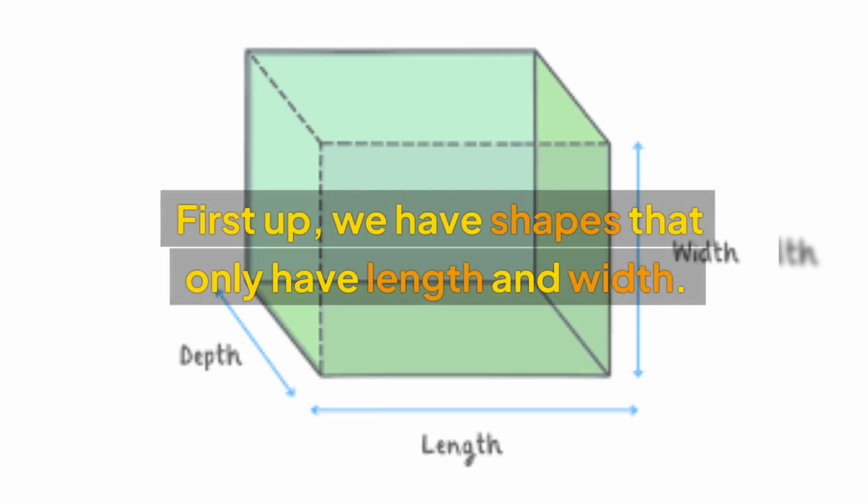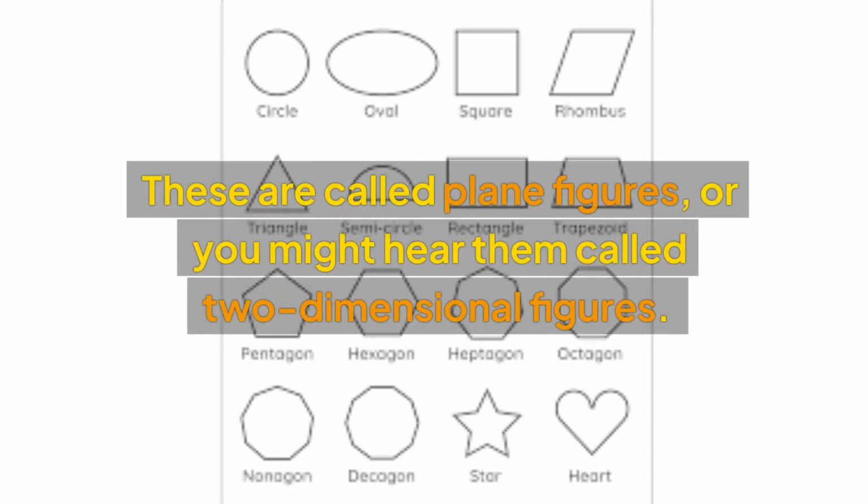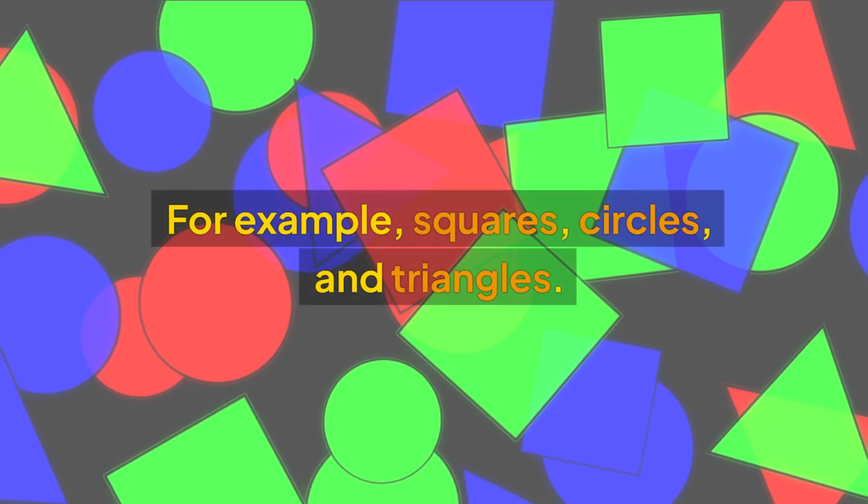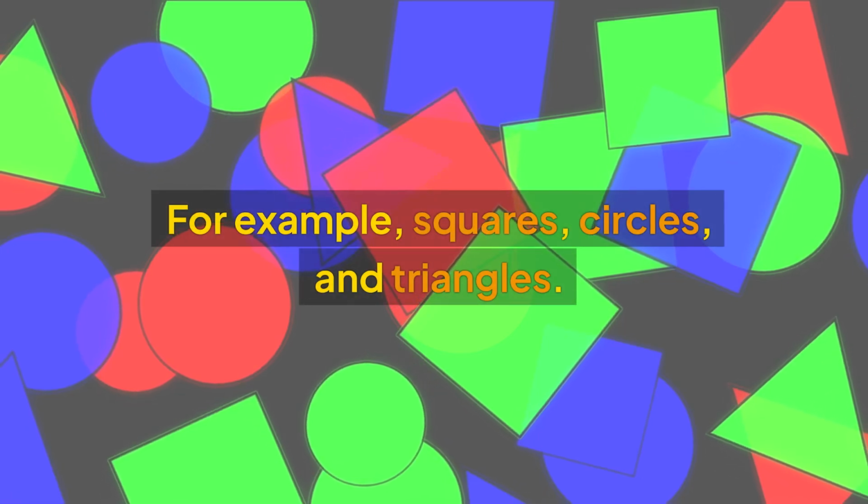First up, we have shapes that only have length and width. These are called plane figures, or you might hear them called two-dimensional figures. They can be made up of straight lines, curved lines, or even a mix of both. For example, squares, circles, and triangles.